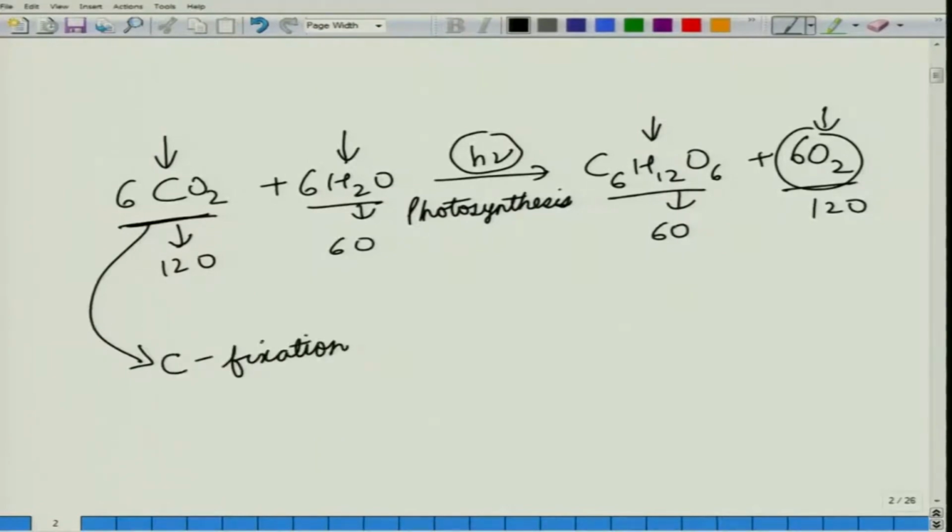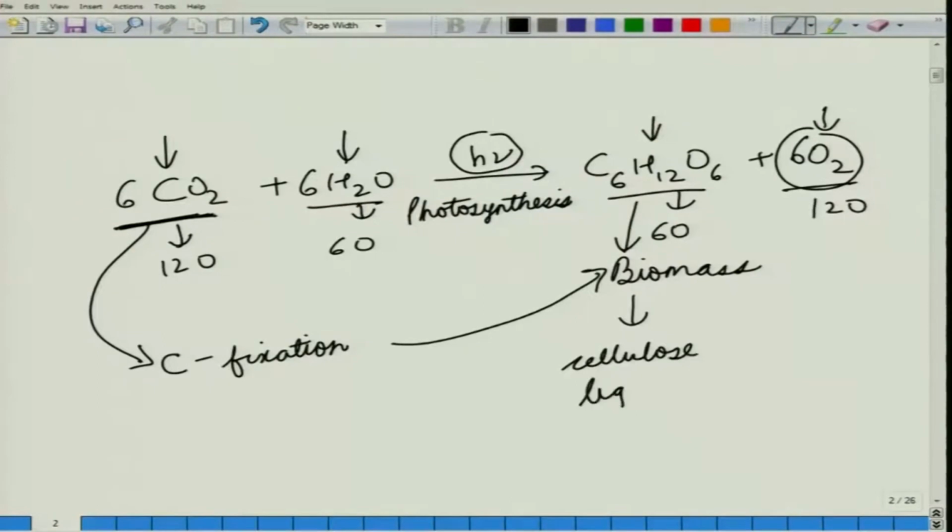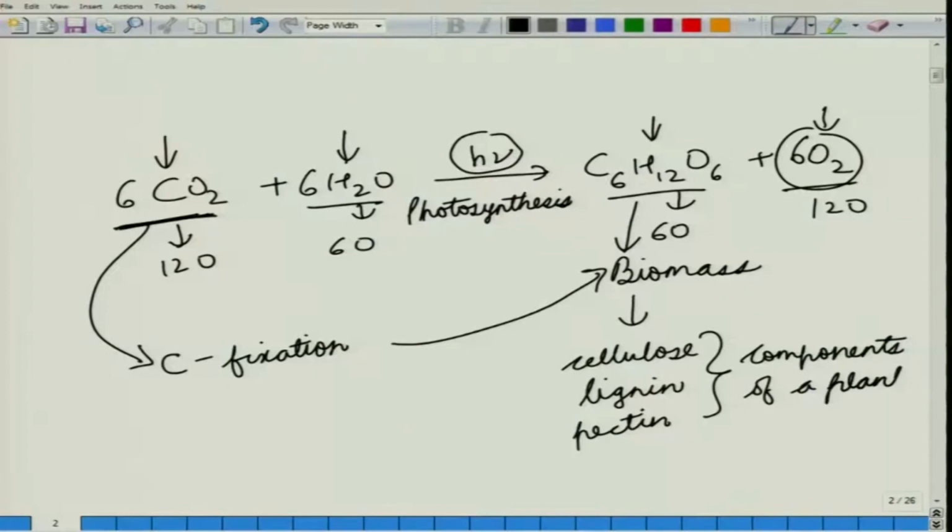So, carbon fixation is the process in which this carbon dioxide from the atmosphere is fixed into biomass. For instance, this sugar is a biomass. It might later be polymerized or maybe converted into other biomass. For instance, it can make cellulose, it can make lignin, it can make pectin and a number of other components of the plant cell, components of a plant and a number of other such molecules.